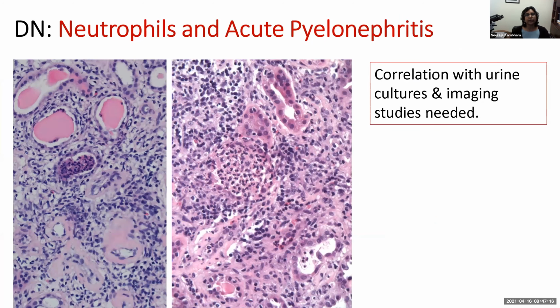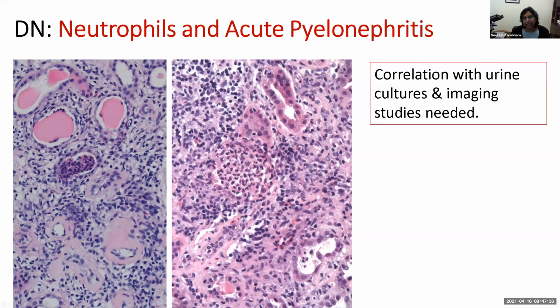And occasionally we will see neutrophils in the kidney biopsy. So here is the interstitial area, and that's a tubule, that's a hyaline cast in a tubule. And you see a cluster of neutrophils in a tubule. And down here is another tubule, which is kind of expanded by these cells. They have multilobated nuclei. These are neutrophils.